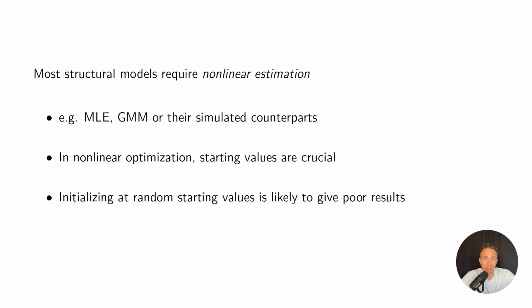So this is going to be things like maximum likelihood estimation or generalized method of moments or simulated versions of these estimators. And when we're doing this nonlinear optimization, the starting values are going to be critical to whether we actually get convergence of our estimator or of our estimation algorithm. If we just initialize with random starting values like uniform 0, 1 for every parameter, that's going to very likely give us poorer results. And so we need to keep that in mind. So the question is, what's the best way to get starting values that make sense?